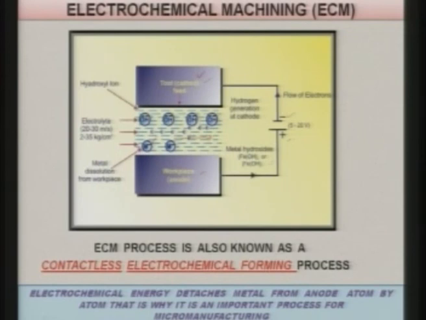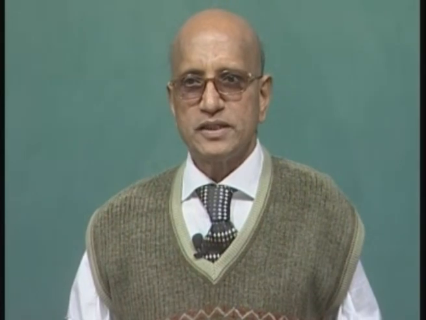So, you can see here either iron is dissolved as ferrous hydroxide or ferric hydroxide. It is very clear here, which is very important to note, that here material from the workpiece is dissolved atom by atom, and since material is dissolved atom by atom, this process is becoming very important for micro machining purposes, where we want that material should be removed atom by atom, not in the form of chips or microchips.